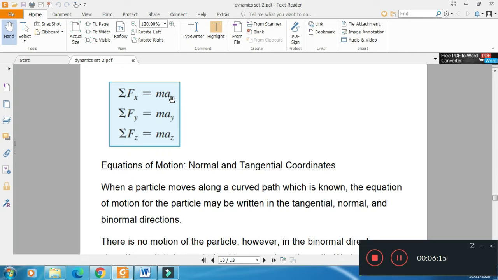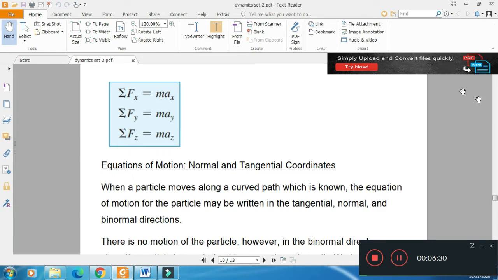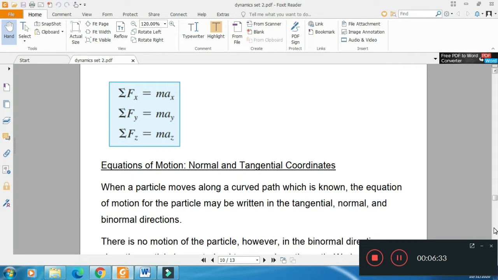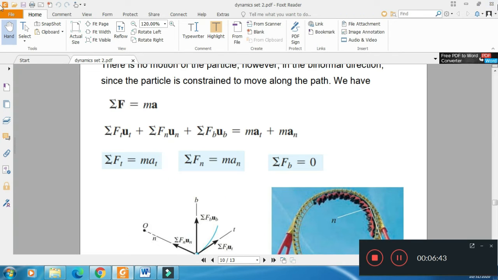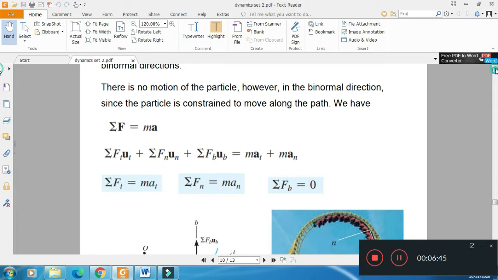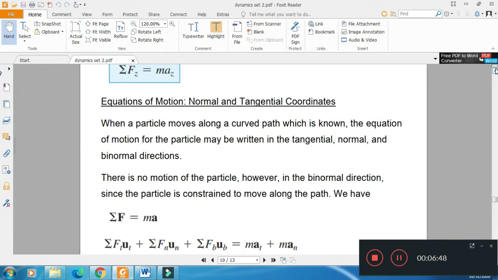Sometimes the data is such that it is easier to solve in rectangular components, and sometimes the data is such that the normal and tangent coordinate system is more convenient. Similarly, sometimes the information provided in the problem is such that the cylindrical coordinate system is easier. Now we consider the equation of motion in tangent and normal direction.